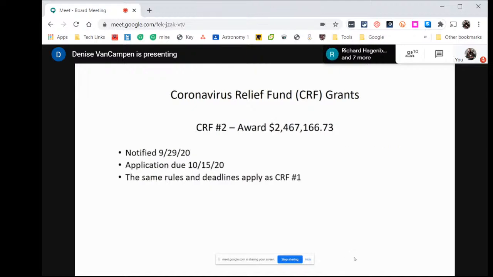Our second round of CRF money, CRF number 2, our award was $2,467,166.73. You got an additional one? Yeah. Of the same amount? It's more. It's a little bit more. Wow. We were notified on 9/29. Our application is due on 10/15. And the same rules and deadlines apply as the first one.